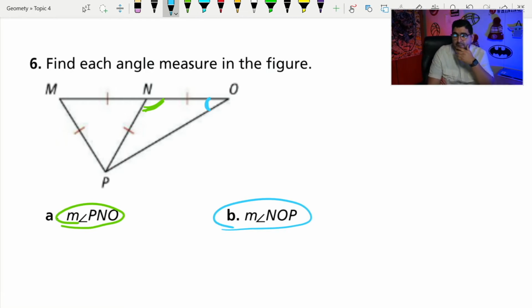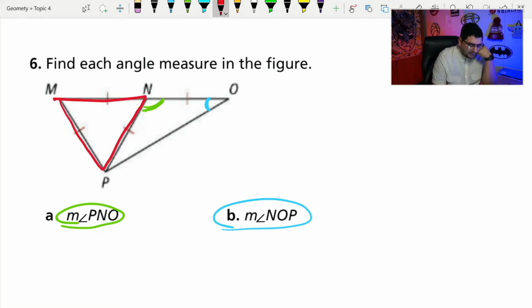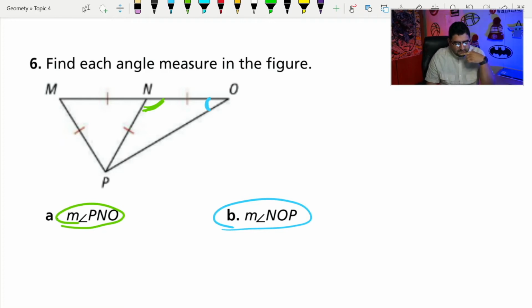One thing to note about this problem is that we have here an equilateral triangle, MPN, but right next to it we have an isosceles triangle. How do I know this is an isosceles triangle? Well, because it has 2 sides that are the same length. These 2 sides are the same length, which means that's an isosceles triangle. That would also tell me that this angle is congruent to that angle.